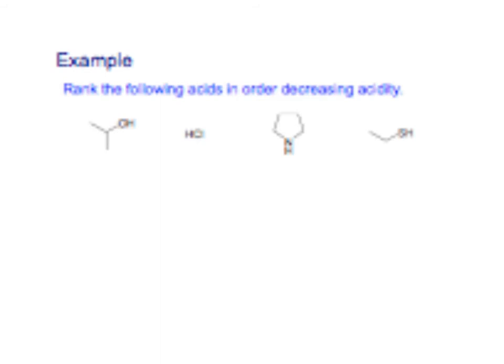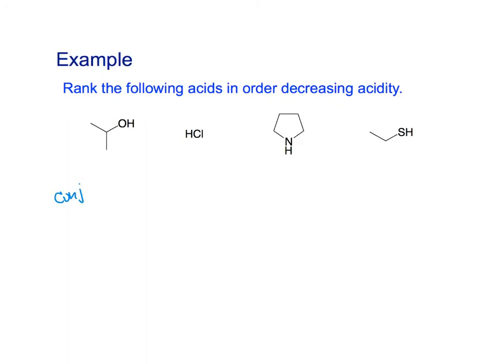Take a moment and see if you can work out this problem. So like what we did before, if we want to rank acids in the order of their acidity, we need to consider their conjugate bases. So let's go ahead and draw out the conjugate bases. Remember, each one is going to lose a proton.